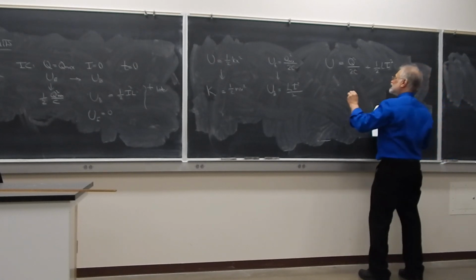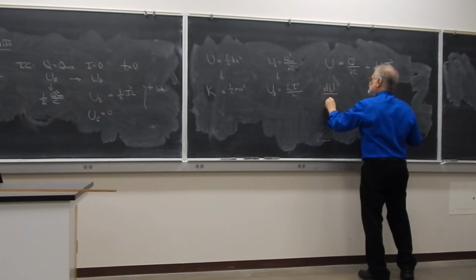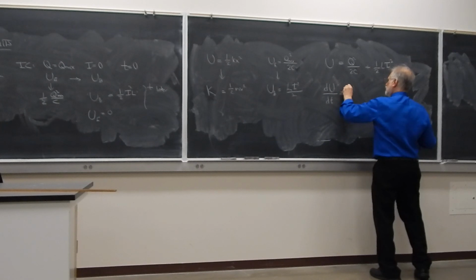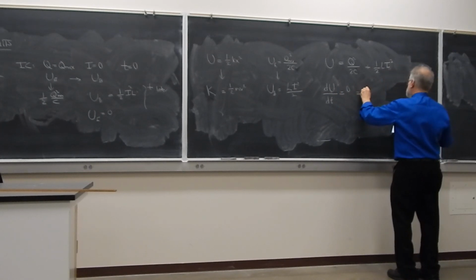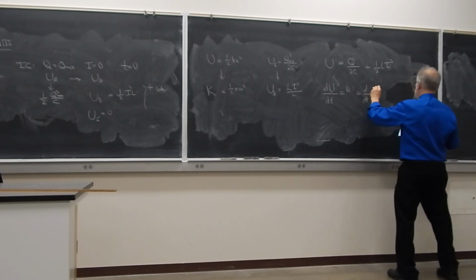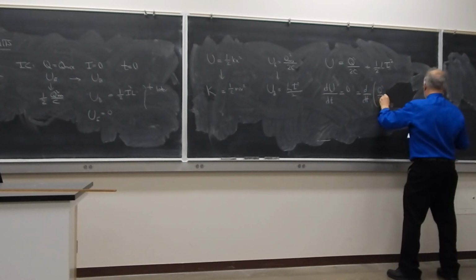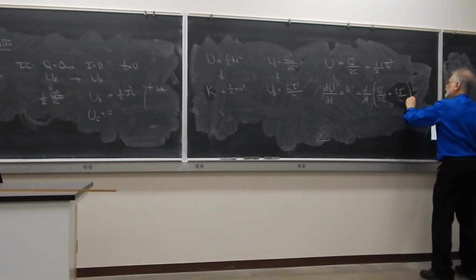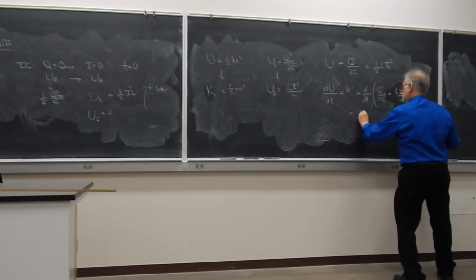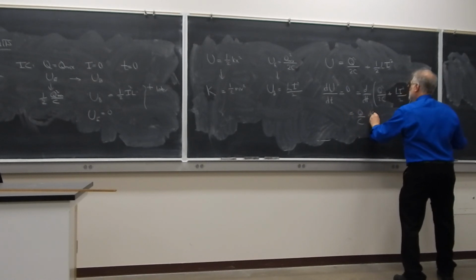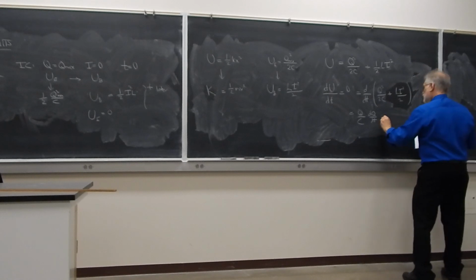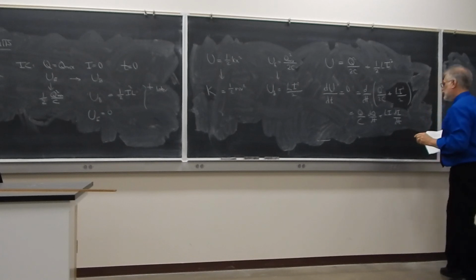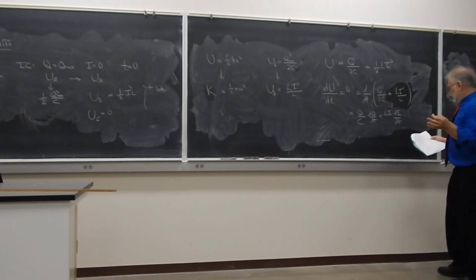Let's look at how this changes. I'm going to take the time derivative of the energy. That has to be 0 because it's constant. Notice what happens though. I'm going to write this as d/dt of Q squared over 2C plus Li squared over 2, which I can write as Q over C dQ/dt plus Li di/dt. And of course, that has to equal 0. Again, energy is conserved.